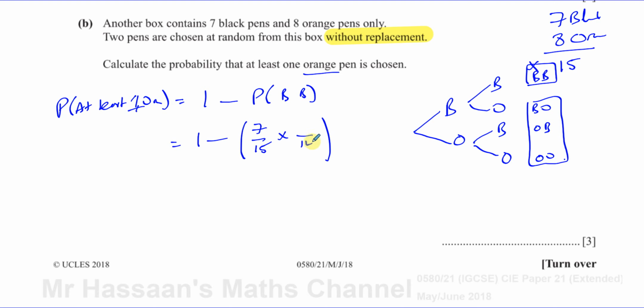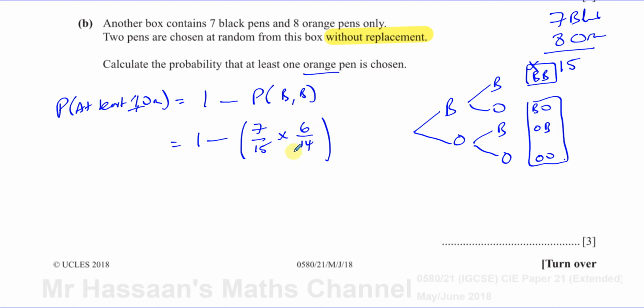Now there's only 14 pens left for you to choose from. And I'm finding the probability that the second one is also black. So that means there's 1 less black pen in the box, because you've taken 1 black out in the first pick. There's now 6 black pens left. So that's going to be times 6 over 14.